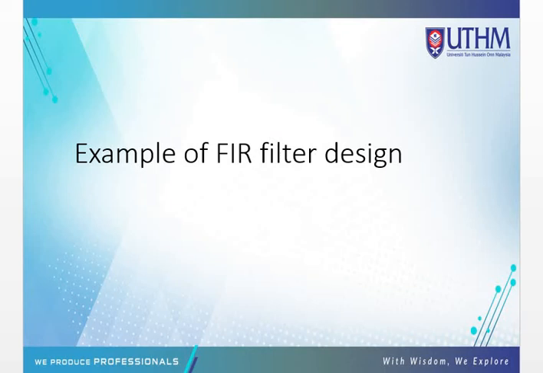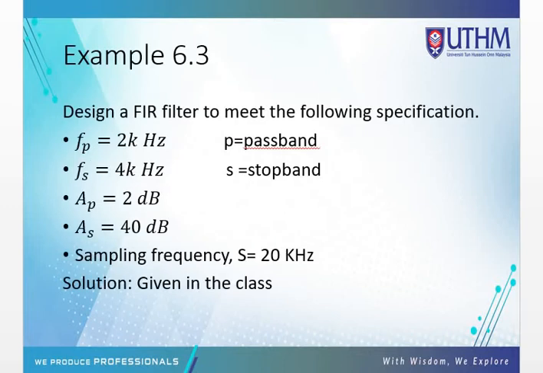Now I would like to share with you the example of the FIR filter design. Example 6.3: design a FIR filter to meet the following specifications. Fp equal to 2k, Fs equal to 4k, Ap equal to 2 dB, As equal to 40 dB, and sampling frequency equal to 20 kHz.